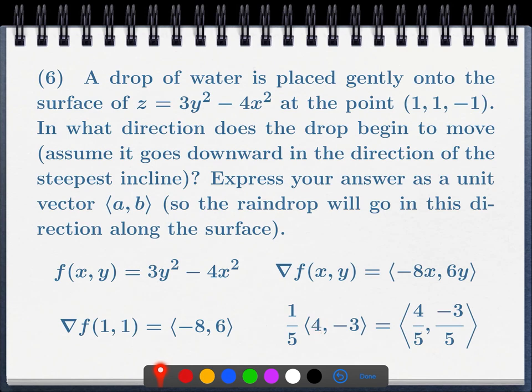If I'd kept this 8 minus 6, the length of that would be 10, so I'm taking a 1/10 out here, and you would have 8/10 over minus 6/10, which reduces to the same thing. So this is the answer to the question.